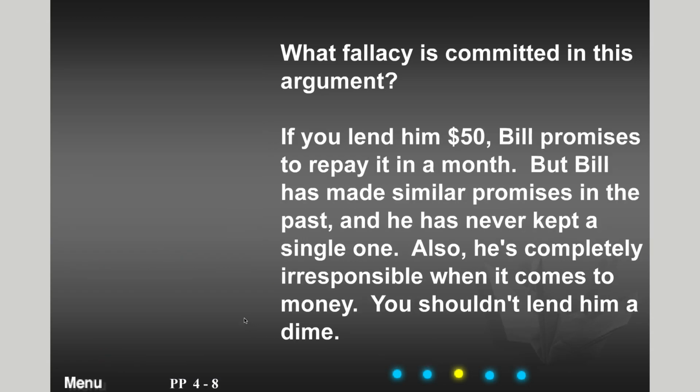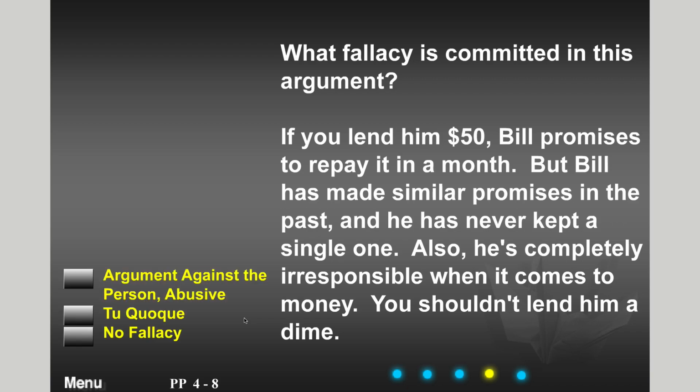If you lend him $50, Bill promises to repay it in a month. But Bill has made similar promises in the past, and he has never kept a single one. Also, he's completely irresponsible when it comes to money. You shouldn't lend him a dime. Now, you would think this is an argument against the person, right? Why? Because if you lend him $50, you're saying Bill is the type not to.